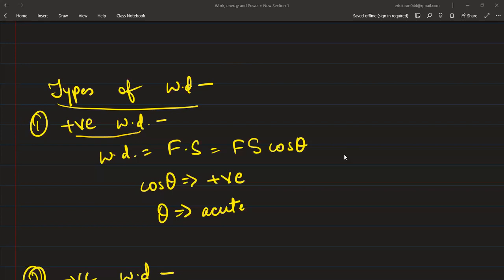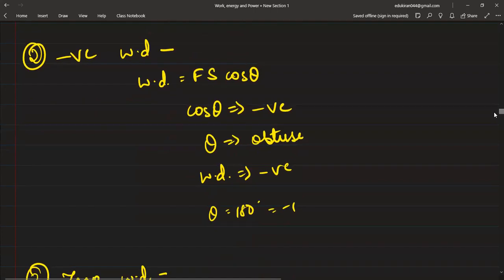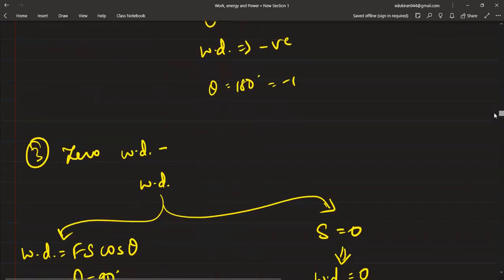Yes, Jobita, what is meant by acute angle? Less than 90, 0 to 90 degree. Correct. That is acute angle. Then we have the next category that is between 90 to 180. That is obtuse angle, where we get cos theta negative, like cos 180 degrees is minus 1. So this is negative work done.